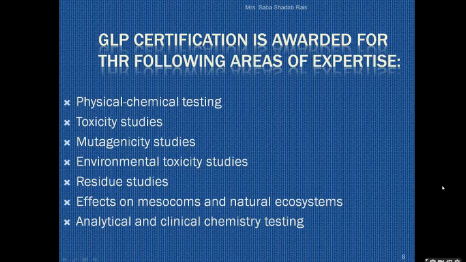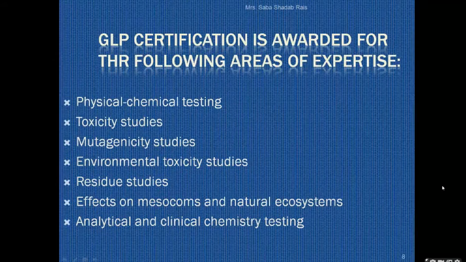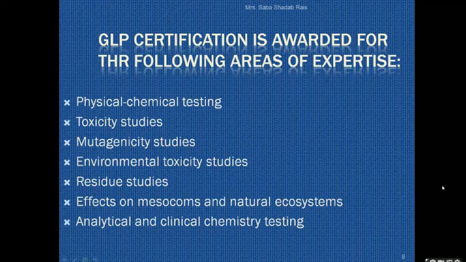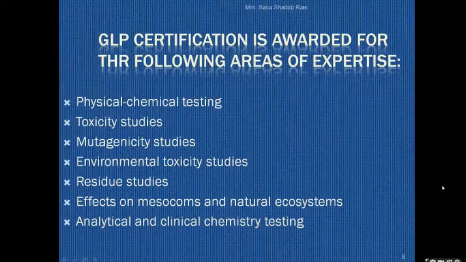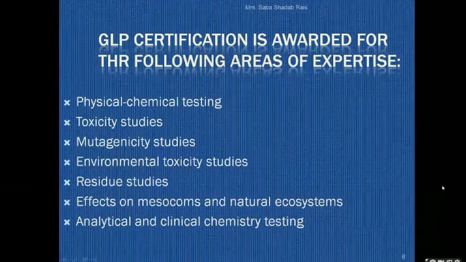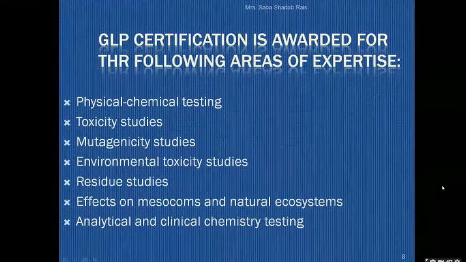For example, physical chemical testing. Physical chemical testing means generally whatever product is there, it undergoes a physical or chemical test. Then toxicity studies, mutagenicity studies. Note down the term mutagenicity. Mutagenicity means any substance which is bringing a change in the genetic makeup is called a mutagen. I repeat, a mutagen means a substance which causes mutation.